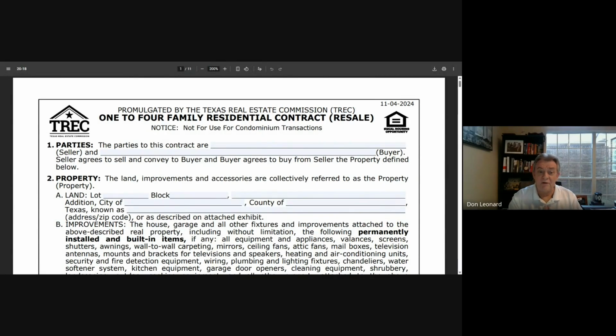So welcome to our first virtual class of going over the 1 to 4 family. When we do this in person, we tie it to a scenario where we actually fill in the blanks based on the scenario. But because of the way that we're doing this, we're just going to go through the contract, look at the provisions, and talk about some of the issues that we run into from time to time in those provisions, and that's how we're going to do it.